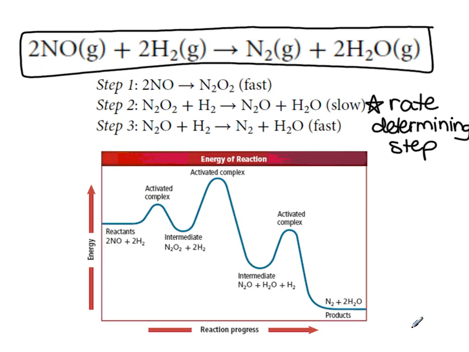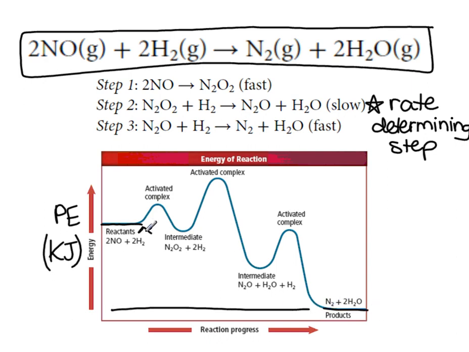Let's do a quick review. Y-axis is your energy, often labeled as potential energy, and we know we're looking at kilojoules. On the x-axis, you have your reaction progress, how the reaction proceeds from reactants to products. We still see our reactants and our products listed, and we know the difference between the two. That's going to give us our enthalpy, or a delta H.